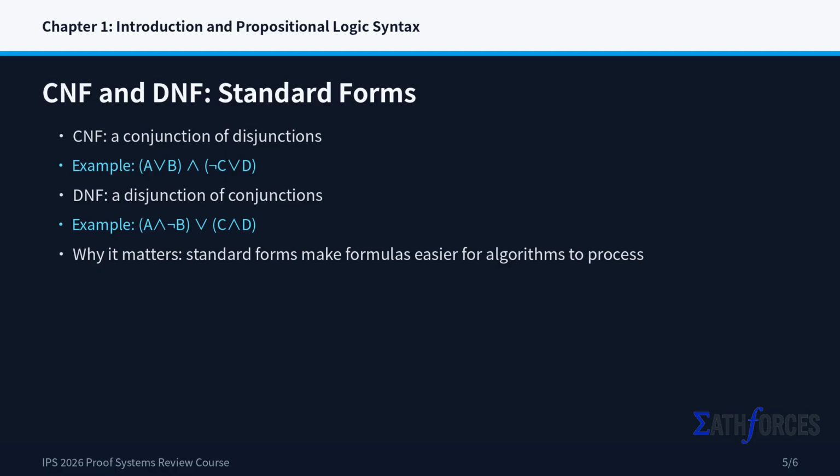Clauses connected by conjunction, with each clause being a disjunction of literals. DNF, disjunctive normal form, is the opposite shape: an OR of ANDs. These forms are important in automated reasoning because many algorithms expect a formula in a standard format, especially CNF.